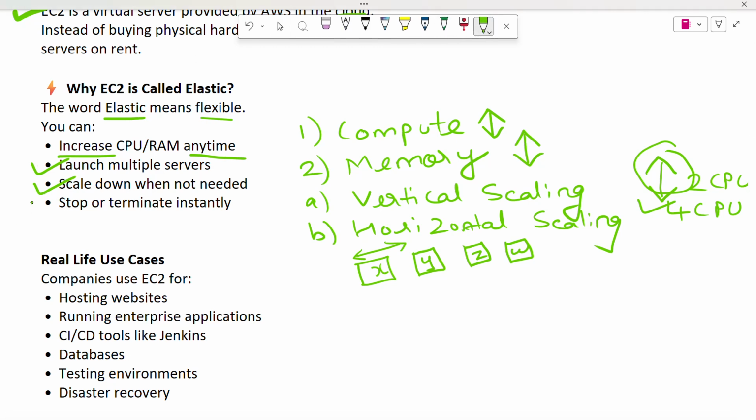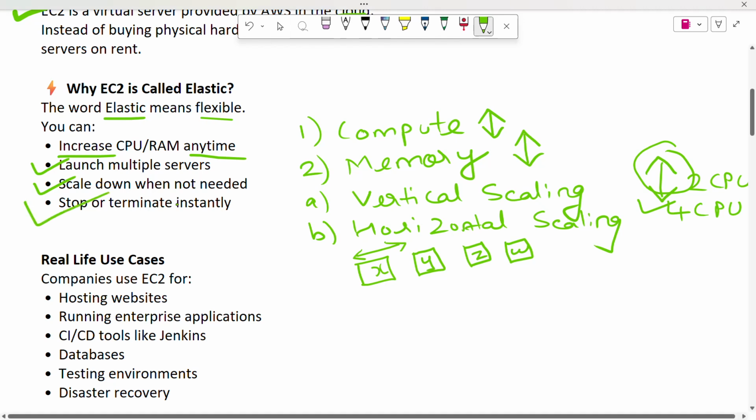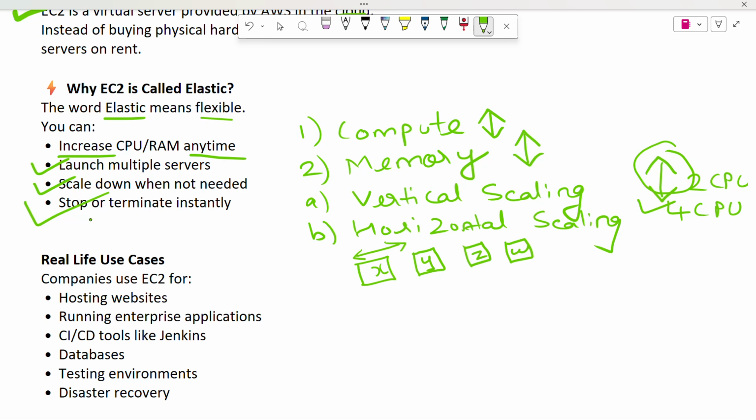Let's continue. We can also stop or terminate the instance. If I'm done with my workload, if I'm done with the hosting of my application, if my requirements are fulfilled, I can stop the server as well. This will ensure that the resources are not running and I am not billed unnecessarily for resources which are not required, right? So this is very important: elastic means flexible. Why is this flexible? Because I can vertically or horizontally scale the resources.